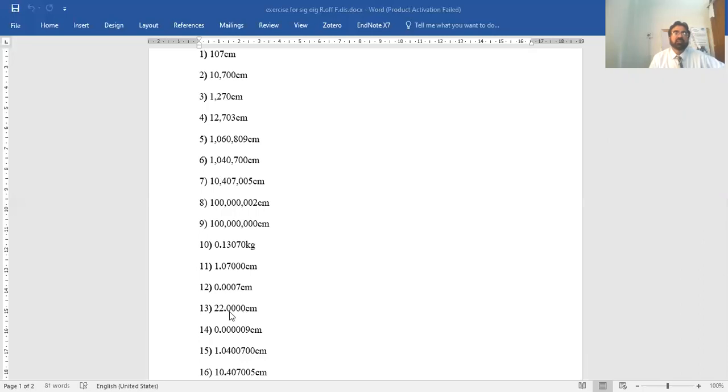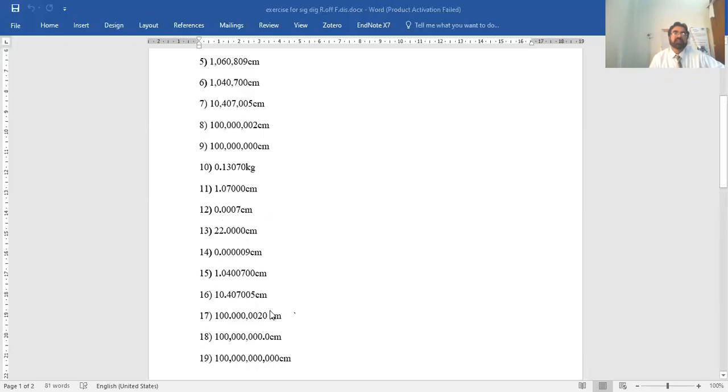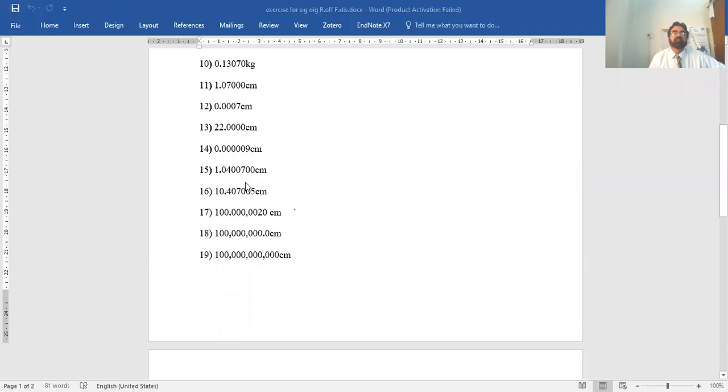22.0000, all these zeros come after the decimal, so they are considered to be significant zeros, and there are 6 significant figures. 0.000009, all these 6 zeros are considered to be non-significant. Only 9 is the significant one. 1.0400700, all these are considered to be significant, as these zeros come after the decimal. 10.407005, all these are considered to be significant, including the zeros.